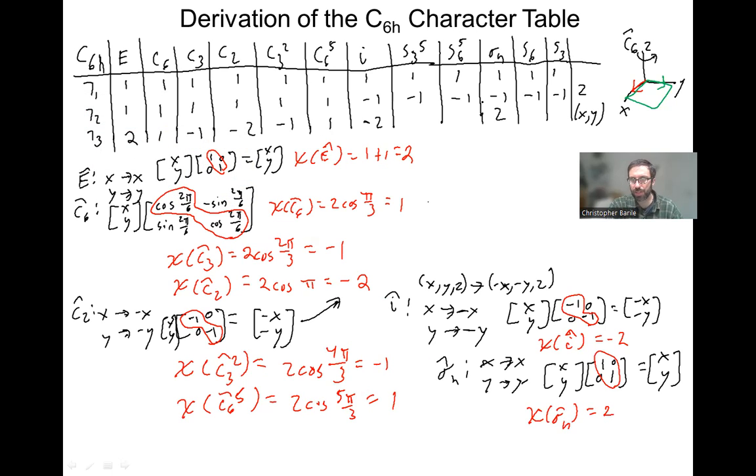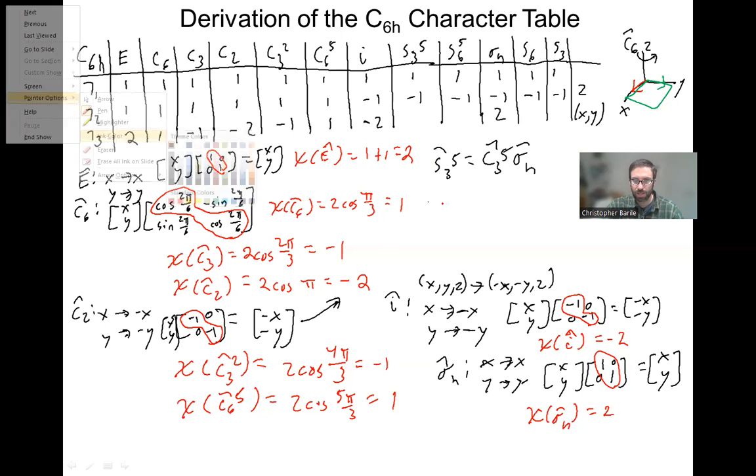Okay, now we can do some of these other ones. We could do S3 5 times. Remember the definition of that, C3 5 times, followed by sigma h. Well, C3 5 times isn't going to do anything to z, because we're just rotating along the z, just like all these other ones. It is going to do something to x and y, right? And how is it going to do it? Well, we're going to have to use this sort of formula.